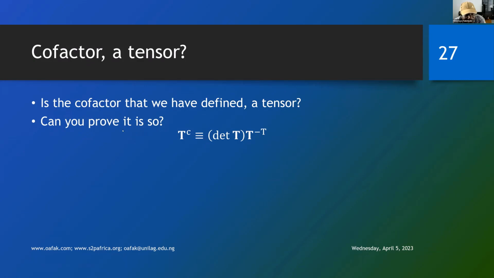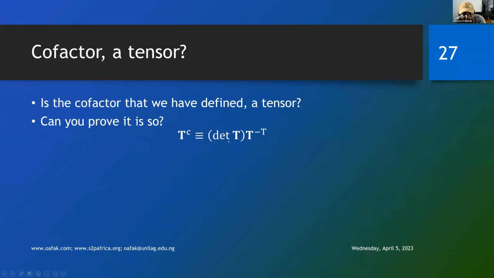Now, the second part: can you prove it is a tensor? Well, to prove that it's a tensor is very easy. First of all, remember that the determinant of a tensor is a scalar quantity. Multiplication by a scalar does not change the tensor attribute. So forget about the determinant of T here.